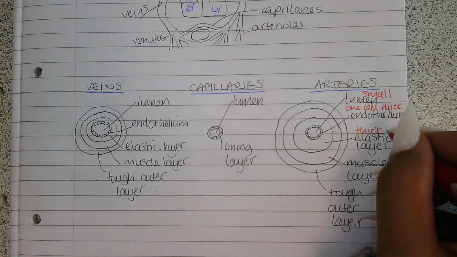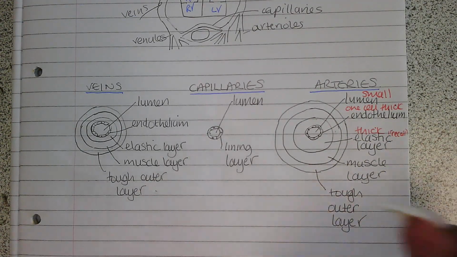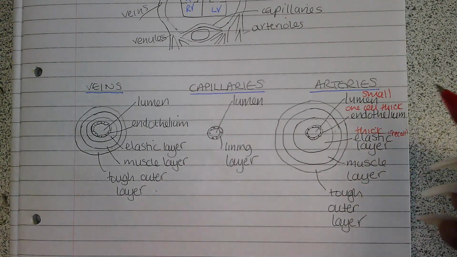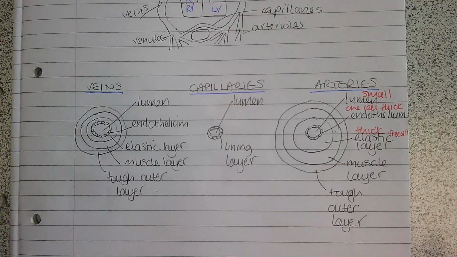And the reason for that is recoil. When blood is pumped out of the heart under high pressure, the arteries will need to withstand that pressure a little bit, but then to recoil and go back to their original shape and structure in preparation for the next heartbeat, the next movement of blood through them. So this elastic layer is quite thick. It allows a blood vessel to recoil as the pressure of the blood moving through it does change.